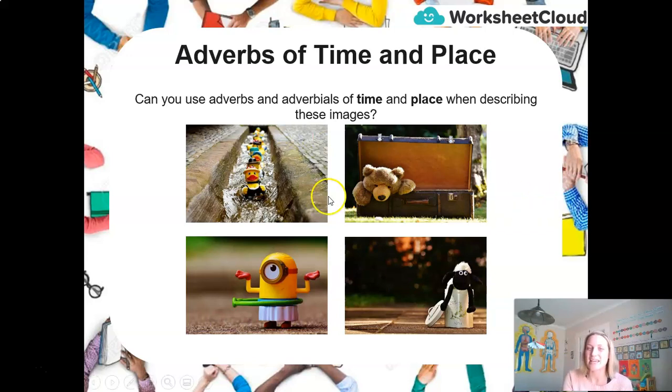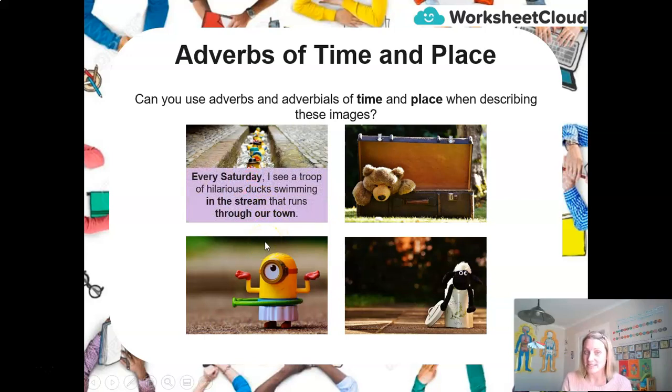So here for the ducks, this is what I came up with. Every Saturday, I see a troop of hilarious ducks swimming in the stream that runs through our town. This one tells me when, so there's my time. And here I have the adverbial of place: in the stream through our town.